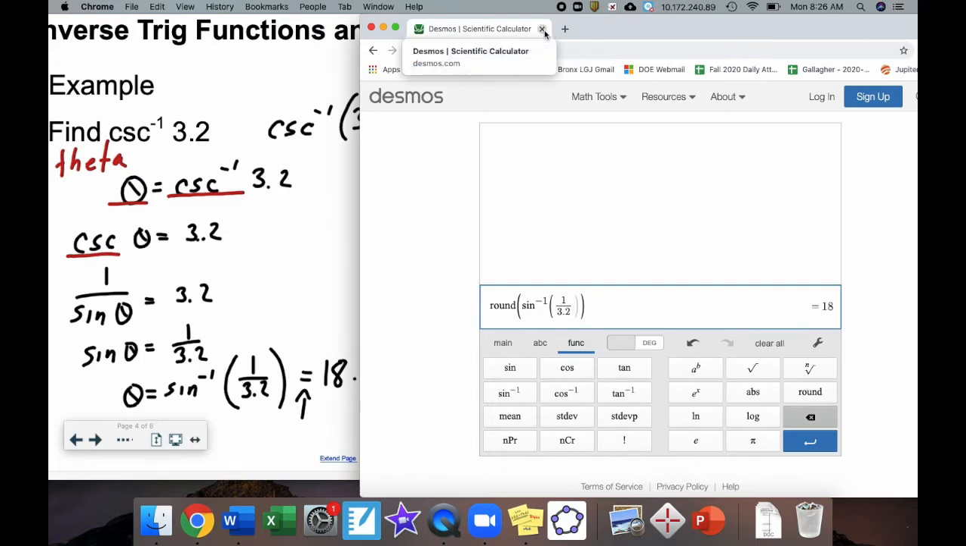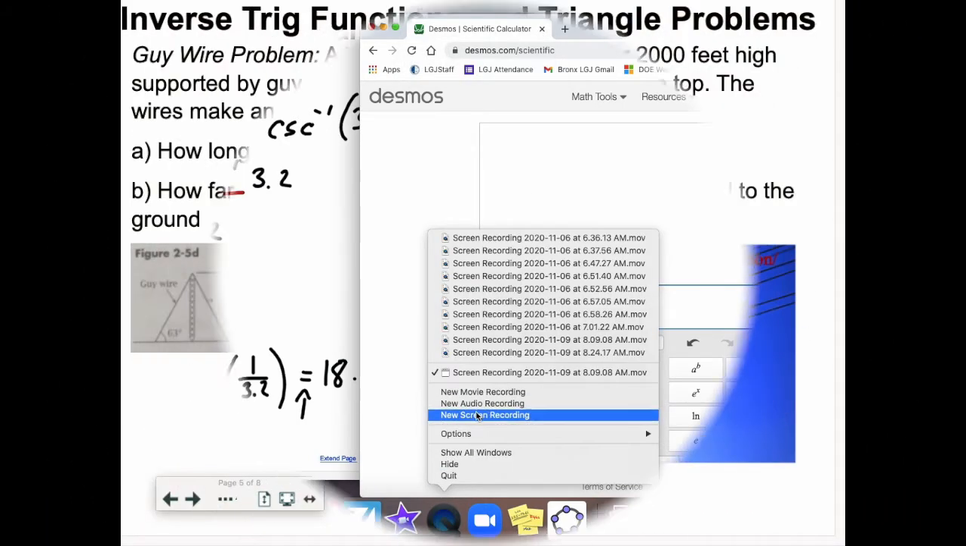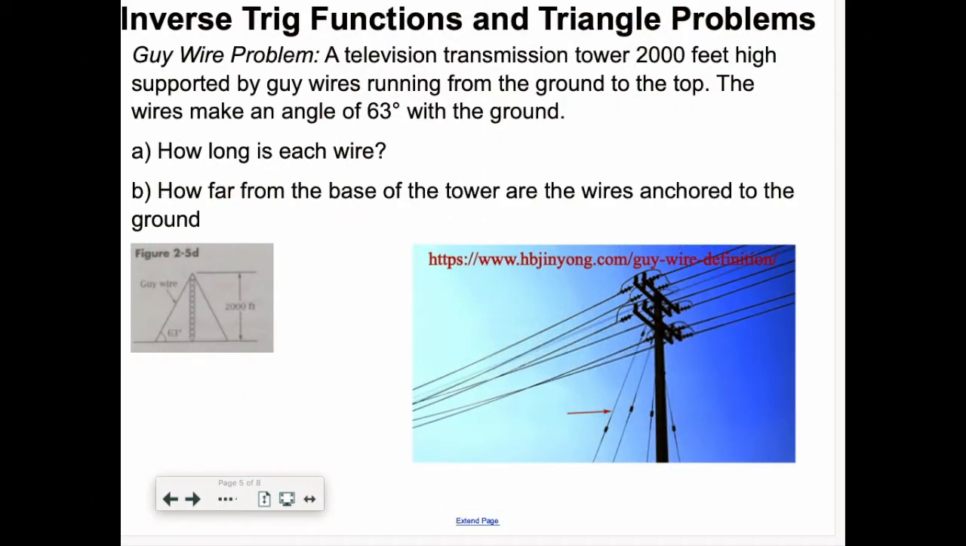So, let's check out a couple of word problems. A television transmission tower, 2,000 feet high, is supported by guy wires running from the ground to the top. The wires make an angle of 63 degrees with the ground, and we want to find first, how long is each wire, and second, how far from the base of the tower are the wires anchored to the ground.